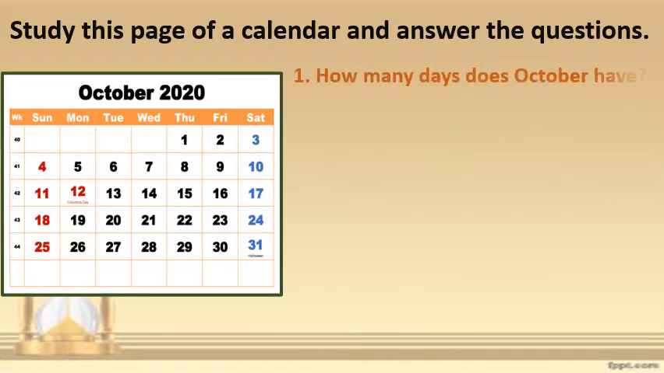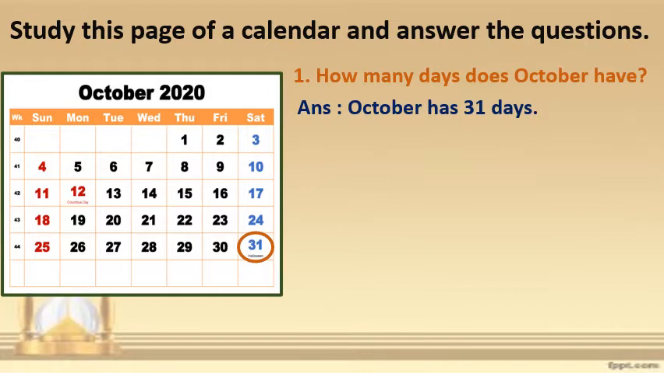First one, how many days does October have? Yes, dear students, what is the answer here? How many days are there? Yes, you are right. 31 days are there in October. Right? We will write the answer. October has 31 days. Okay.